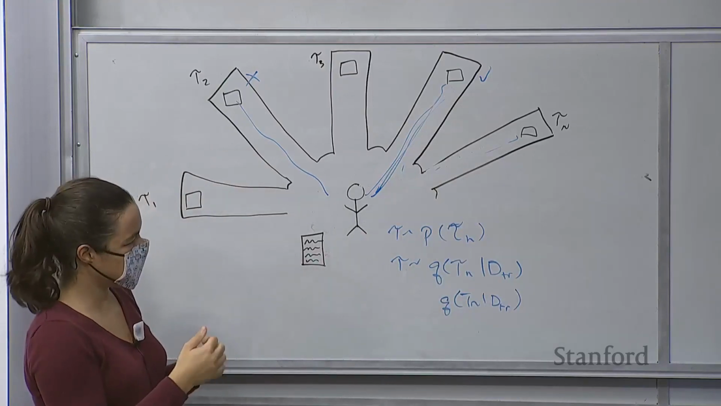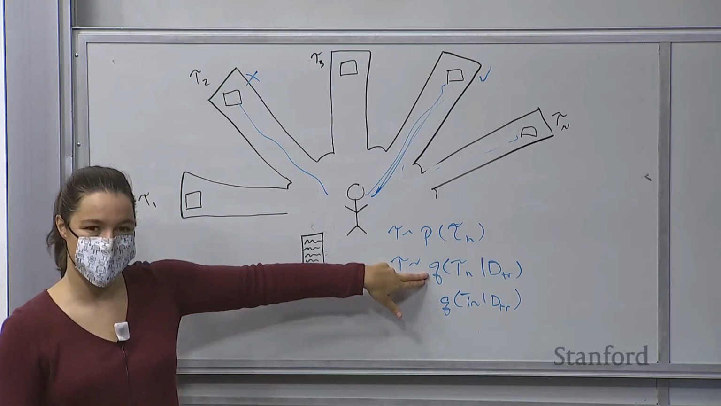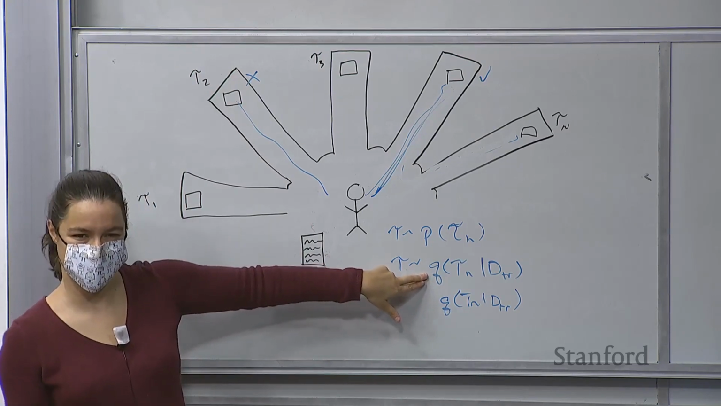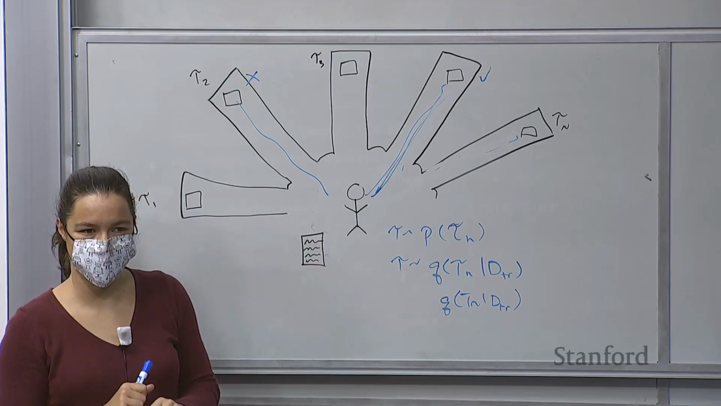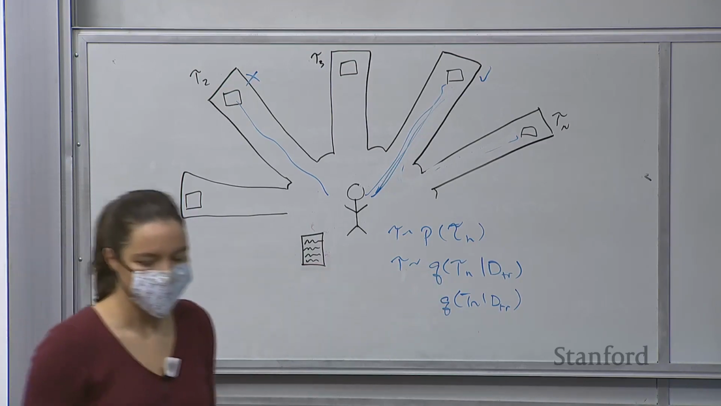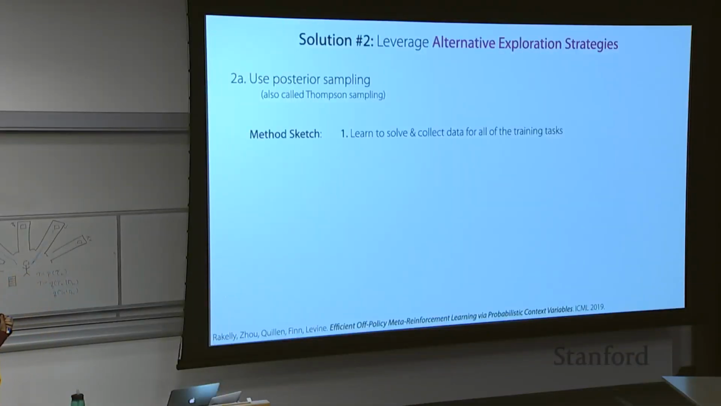And so this is referred to as posterior sampling, in the sense that you maintain a posterior distribution over what you think the task is, and then you act according to that distribution. More specifically, what this would look like is you first learn how to solve and collect data for all of the training tasks.